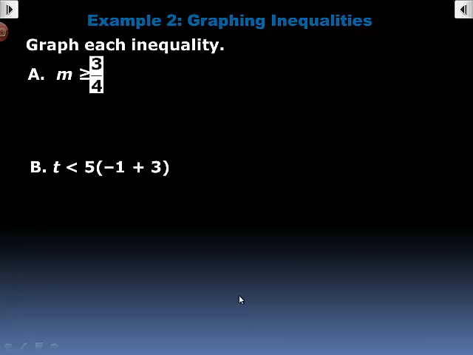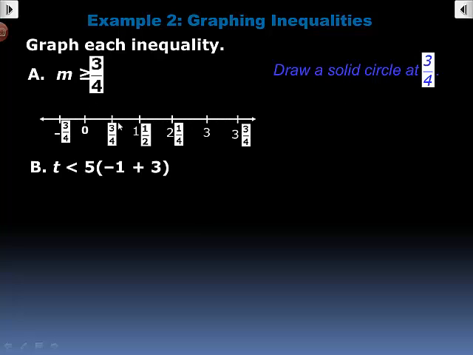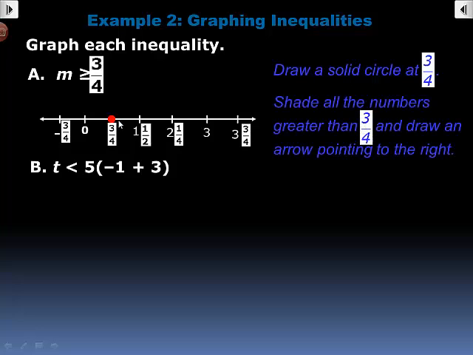Let's look at an example. Write example 2a down. We're doing m is greater than or equal to 3/4. And we're going to graph this inequality. Because there's an equal sign, we're going to use a solid circle at 3/4. So at 3/4, we're going to draw a solid circle right there. Now m is the numbers larger than 3/4 or equal to 3/4. This represents equal to 3/4, and the numbers larger are shaded on this side of the graph.